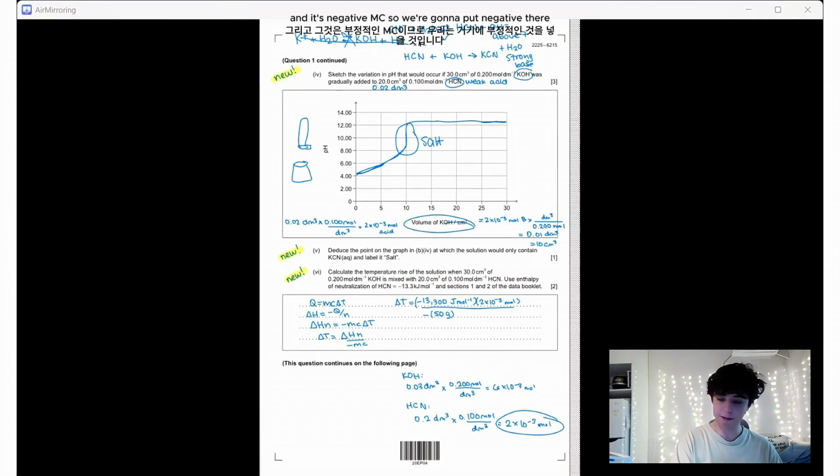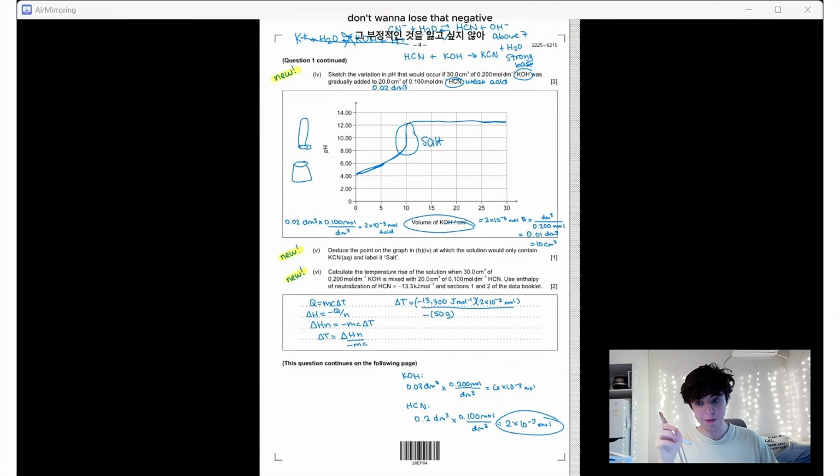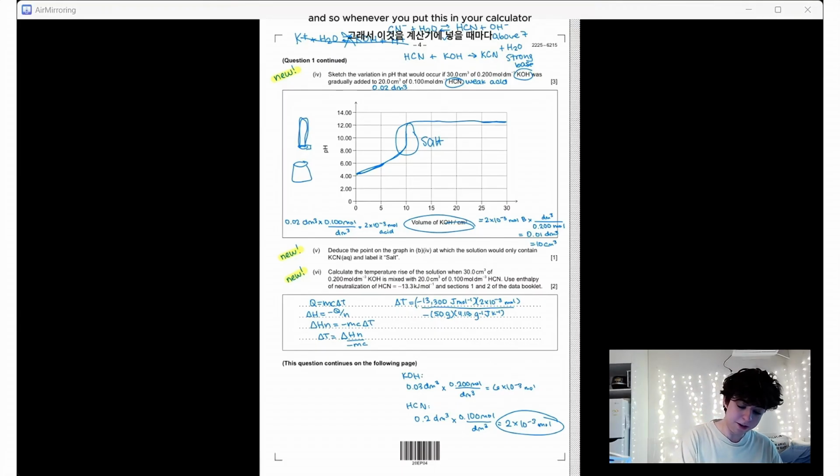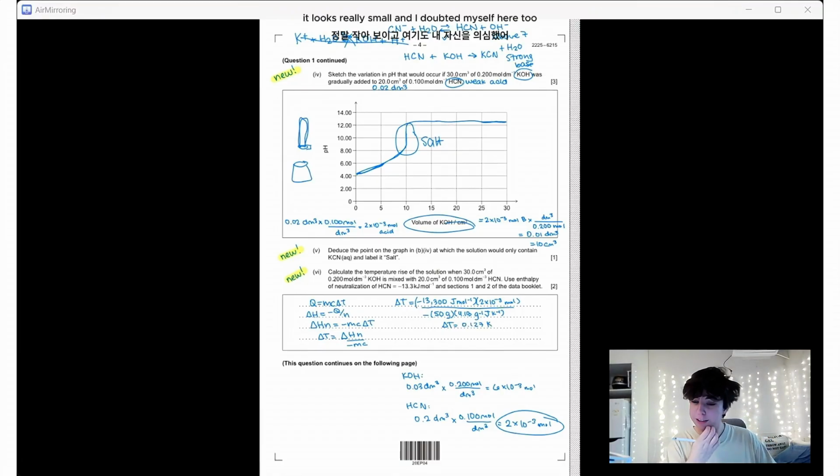It's negative mc, so we're going to put negative there. Don't want to lose that negative. And then we have the specific heat capacity of water, which is 4.18 joules gram to the negative first, Kelvin to the negative first. When you put this in your calculator, you get that the change in temperature ends up being 0.127 Kelvin, which is the correct answer. It looks really small, and I doubted myself here too, but it's not.